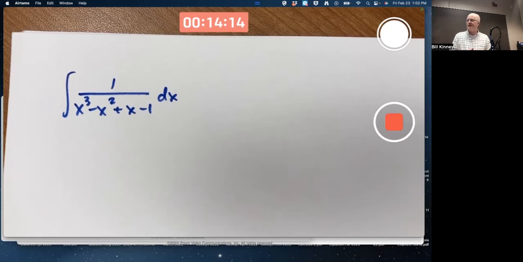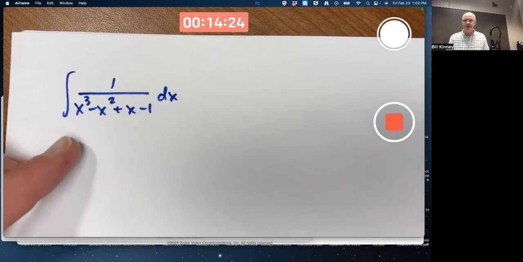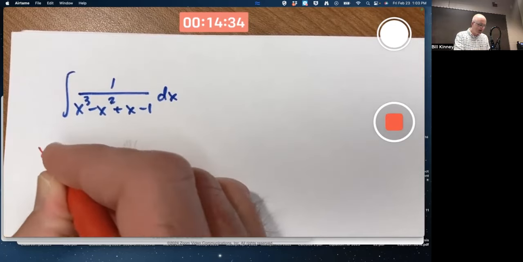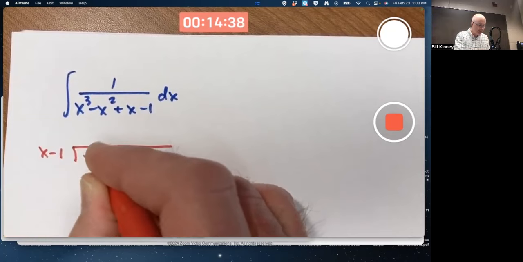Now, factoring cubics in general is difficult. You could graph it to help you estimate roots. This particular one turns out to be nice. If you happen to notice, if you replace x with 1, you will get 0 on the bottom. 1 minus 1 plus 1 minus 1 is 0. In other words, 1 is a root of that polynomial. x minus 1 is a factor of the cubic in the bottom.